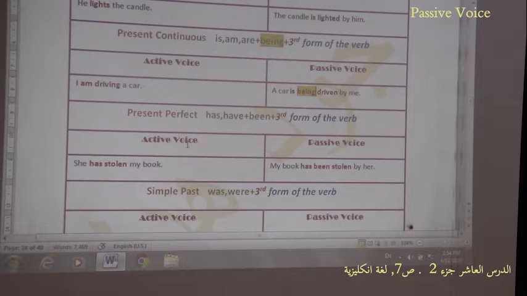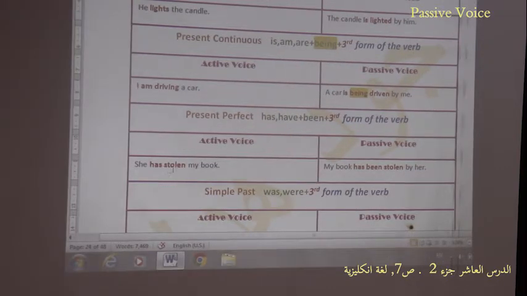Now present perfect. Now here in the active we always use the third form, as you all know. So we only need here to add been between the two parts of the verb, between the helping verb and the main verb. So the active voice in present perfect, we need have or has plus the third form of the verb. So here in the introductory sentence, the verb is in the third form, as you can see here, stolen.